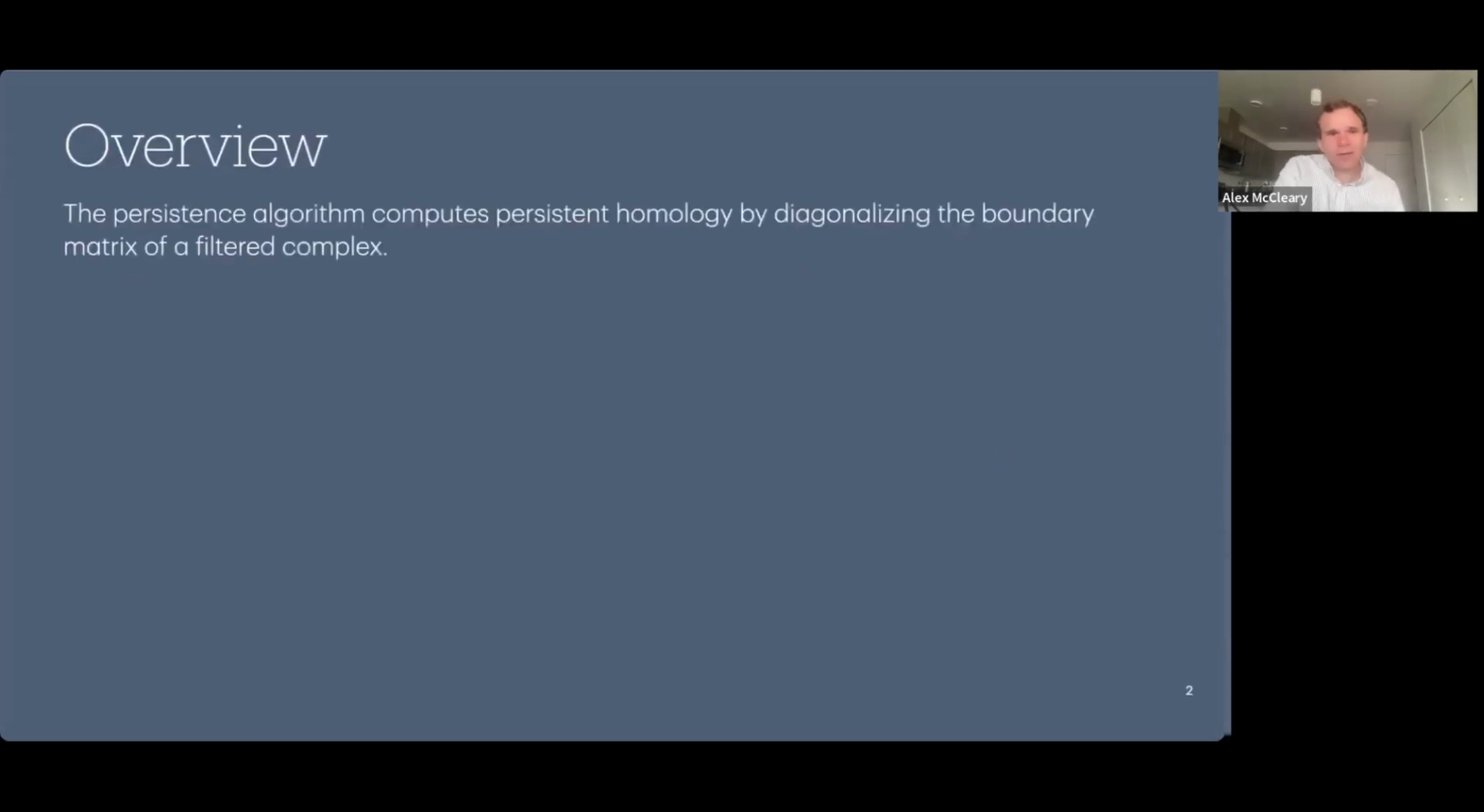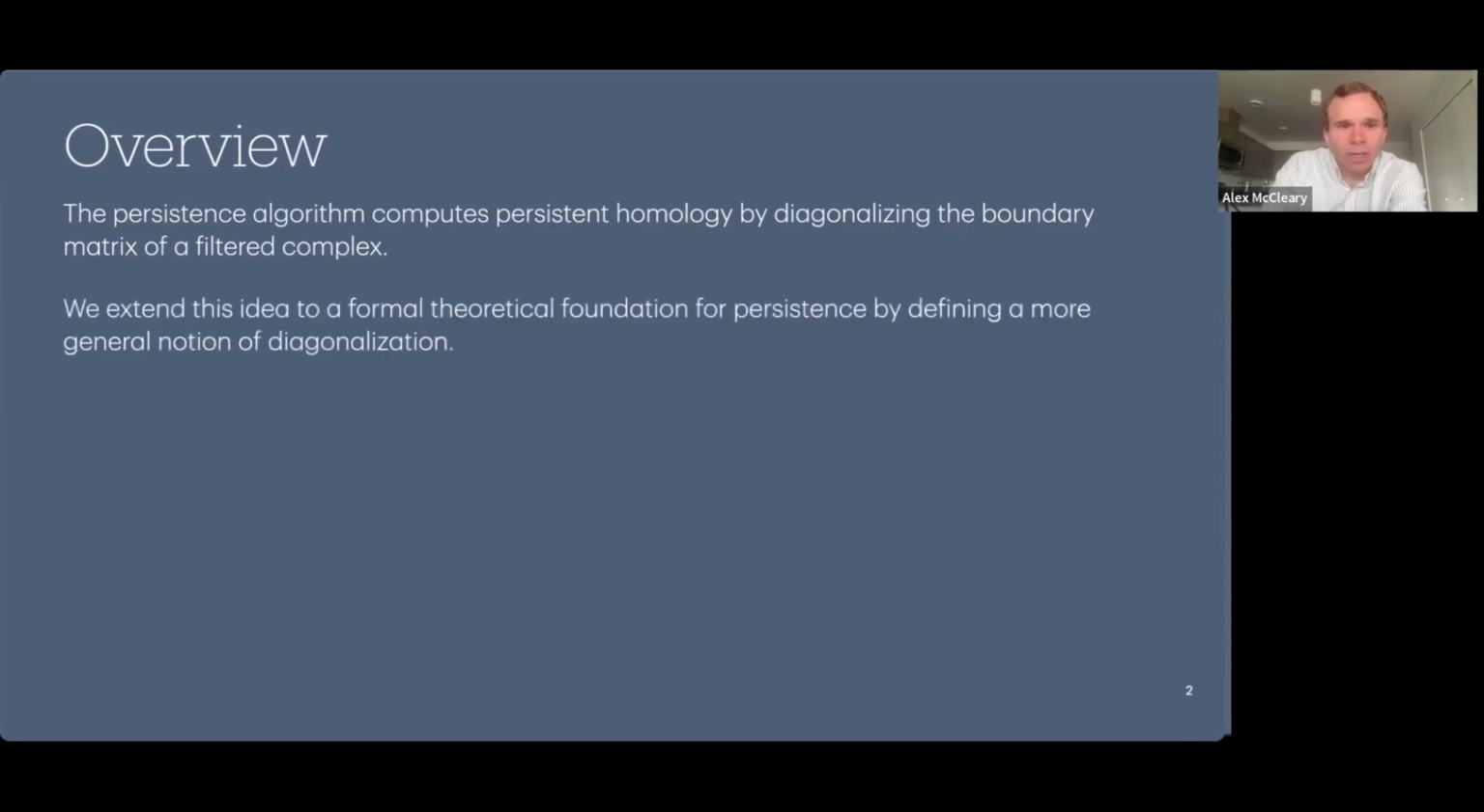Okay, so the idea we're going to work with is really just the classic persistence algorithm. The classic persistence algorithm works by computing a diagonalization of the boundary matrix of a filtered complex. And we're really just going to extend this idea. So we're going to extend it to infinite complexes as well. And we're actually going to also use this idea to give us a theoretical foundation for persistence as well.